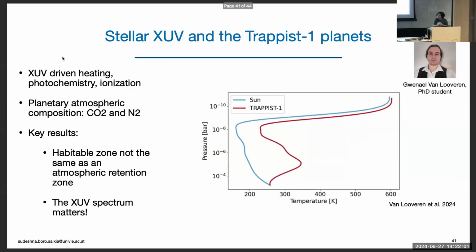But how you generate the XUV spectrum matters, because this is another simulation, done for a nitrogen, oxygen and carbon dioxide dominated atmosphere, where the input spectrum is different. One was the case for the solar spectrum, scaled to the TRAPPIST-1 X-ray flux, and the other is a TRAPPIST-1 spectrum taken from the MUSCLES survey. Depending on which spectrum you use, the thermal profile also changes, and that has an impact on the chemistry.